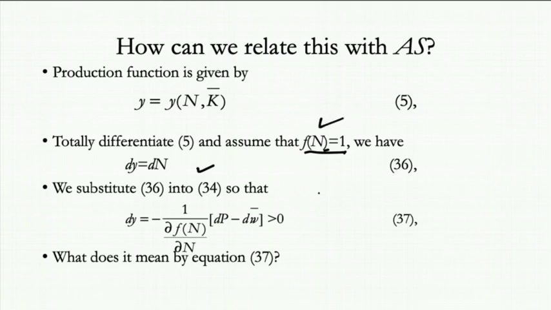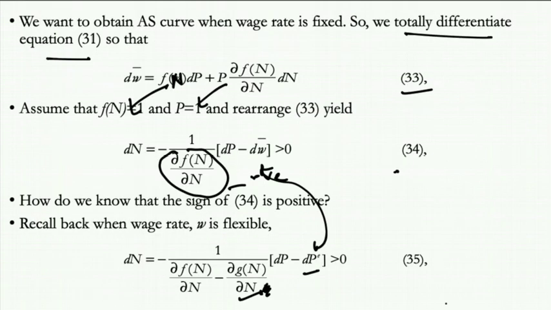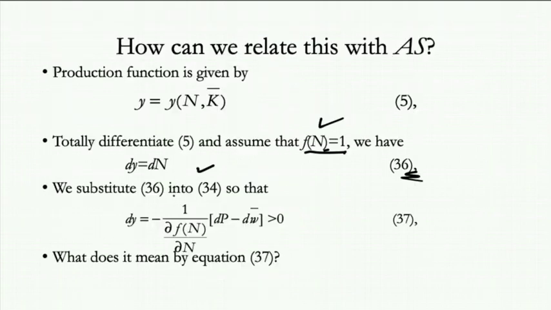Now, once we have 36, you use this 36 and substitute it back into 34 here. So you have dn equal to dy. Dn here now becomes dy. So it becomes 37, so dy equals this. Can you see? Dy here is a function of dp. So this is actually the aggregate supply function when wage rate is fixed, or when we have a one period contract of wage rate. Now, what does it mean by equation 37?